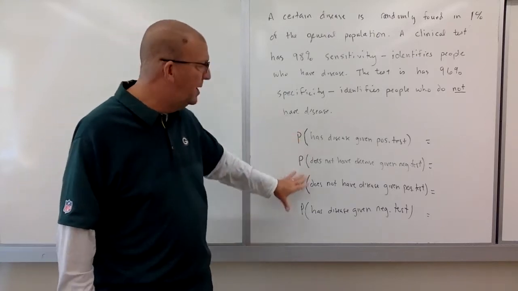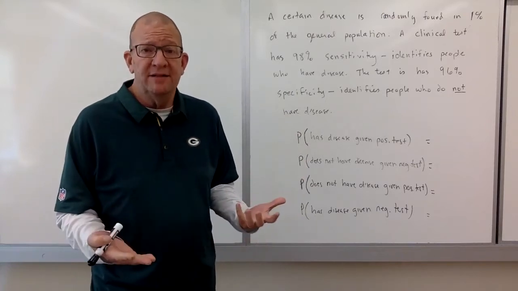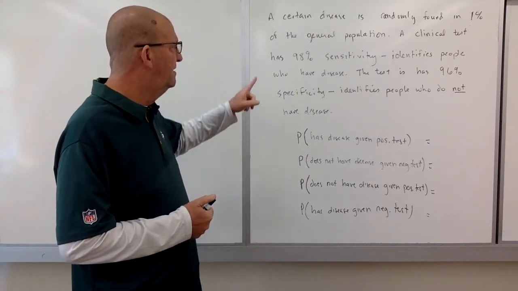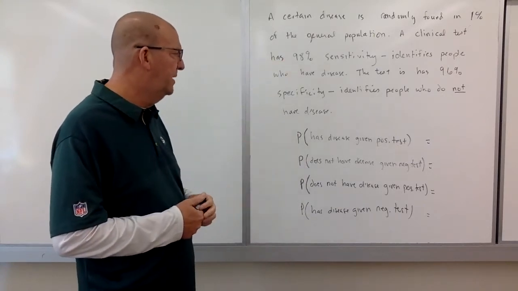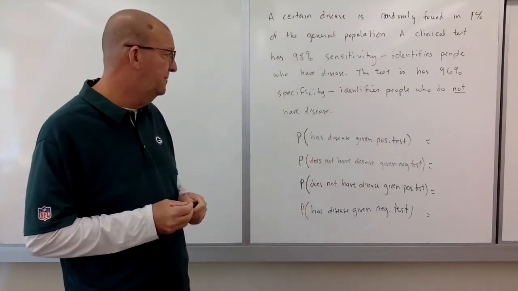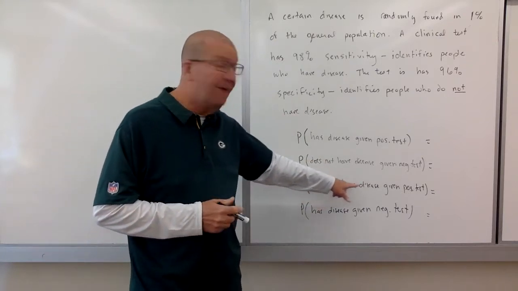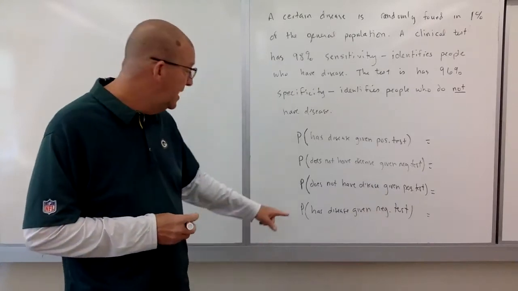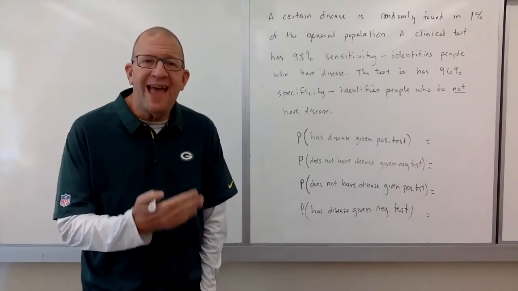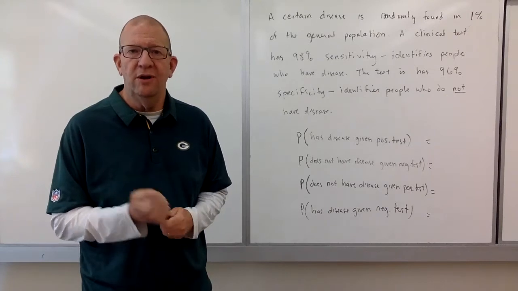And we have these 4 probabilities. So we want to know what's the probability you have the disease if you test positive, which is a little bit different than saying 98%. What's the probability you don't have the disease given a negative test? What's the probability that you don't have the disease given a positive test? And what's the probability that you have the disease given a negative test? So every time you see that given conditional probability, that's right, you're learning.